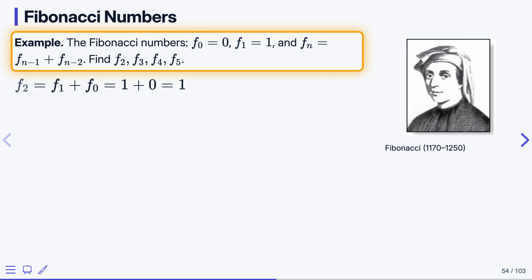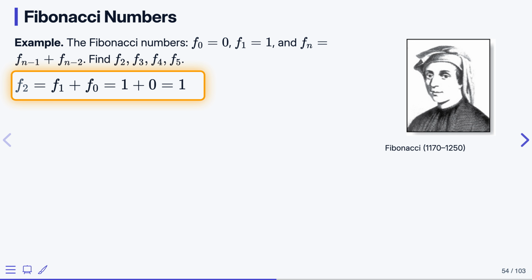These are the famous Fibonacci numbers. There are two basis values. F sub 0 is 0 and F sub 1 is 1. The recursive step says every later number is the sum of the two before it.